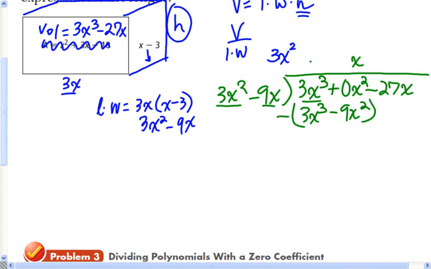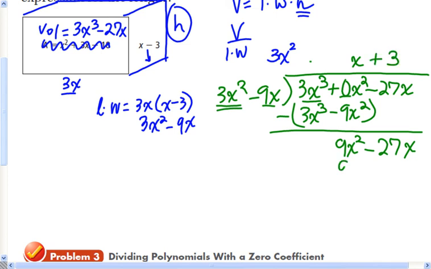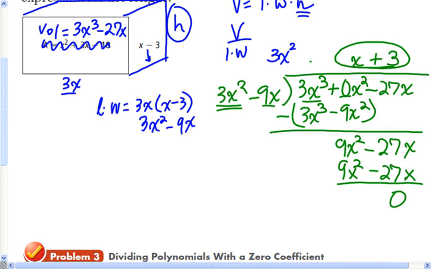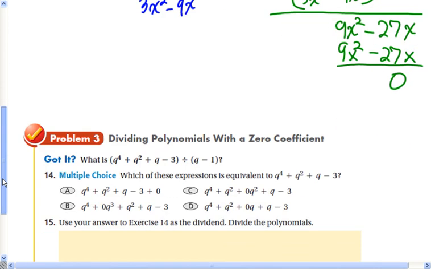Now I'm going to subtract that, and I get 0 minus negative 9 is 9x squared minus 27x. Bring down that part there. So now I'm thinking what number times 3x squared is 9x squared, and that would be 3. And so I get 9x squared, and 3 times negative 9x is negative 27x. And that remainder is 0. So the missing dimension is x plus 3. All right, I'm going to let you try that.